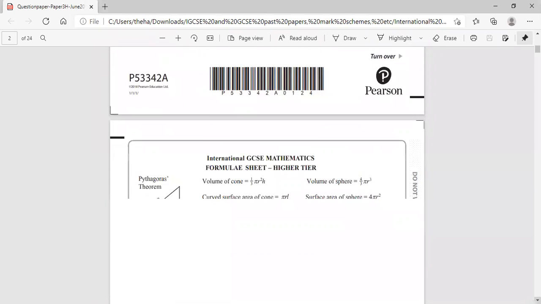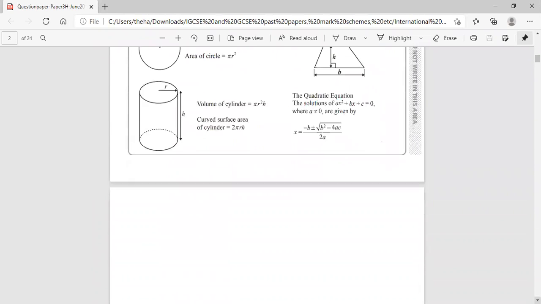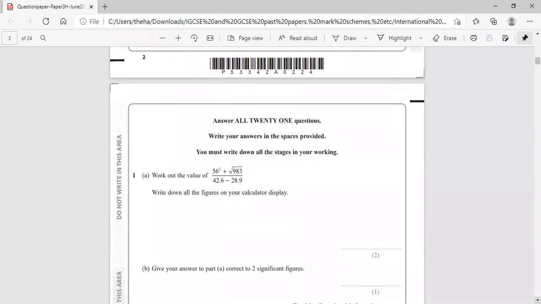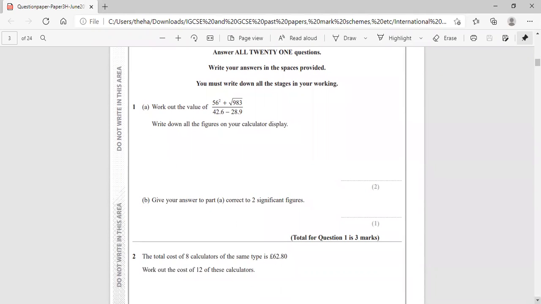Going past all the advice, we've got the formula sheet. So let's get to question 1. So it's 21 questions, we'll do the first 10 here. So question 1, work out the value of 56 squared plus square root of 983 divided by 42.6 minus 28.9.